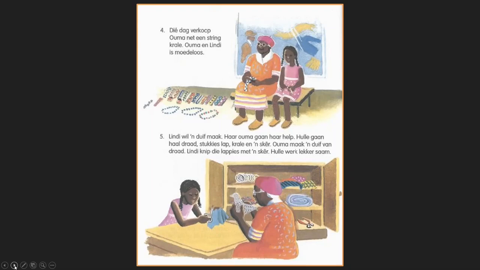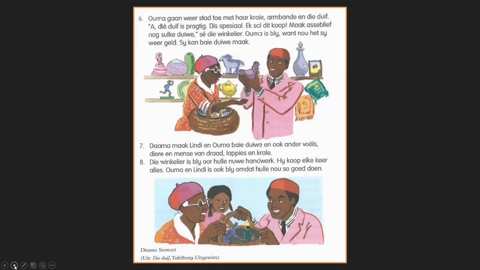Ouma en Lindy is moedeloos. Lindy wil 'n duif maak. Haar ouma gaan haar help. Hulle gaan haal draad, stukkies lap, krale en 'n skêr. Ouma maak 'n duif van draad. Lindy knip die lappies met 'n skêr. Hulle werk lekker saam. Ouma gaan weer stad toe met haar krale, armbande en die duif.